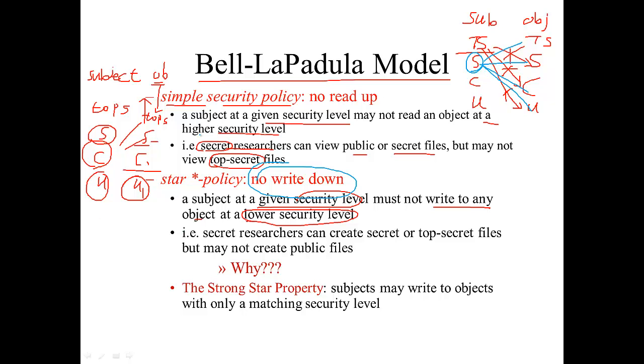Besides these two policies, we have a strong star property, which means subjects may write to objects with only a matching security level. That means S level subject can write to S level object. C level subject can only write to C level objects, and the others are the same.